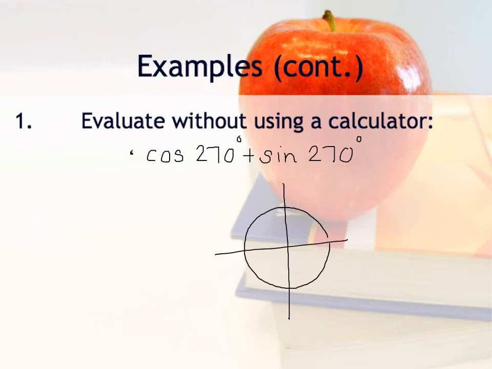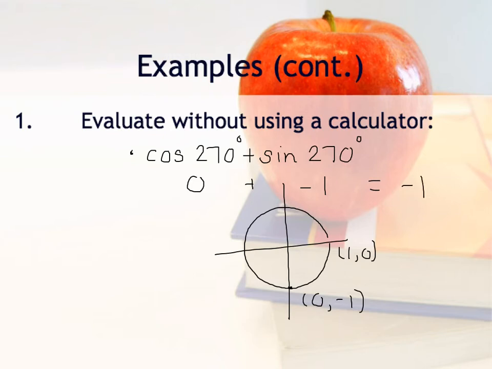Now in our final example here, we ask you to evaluate, without using a calculator, the sum of cosine 270 plus sine 270. Well, here's our 270 degree angle, again, if we were to start our rotation from this point at (1, 0). The coordinates of that point we know are (0, -1). The cosine is the x-coordinate, so the cosine of 270 would be 0, and the sine is the y-coordinate, so the sine of 270 would be negative 1. So when we evaluate the sum of those, well, 0 plus negative 1 is negative 1.